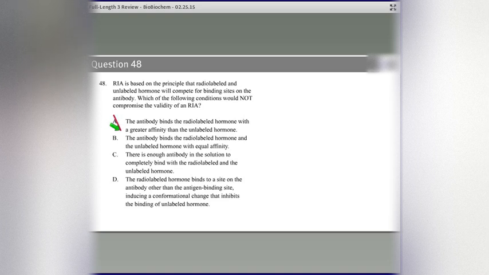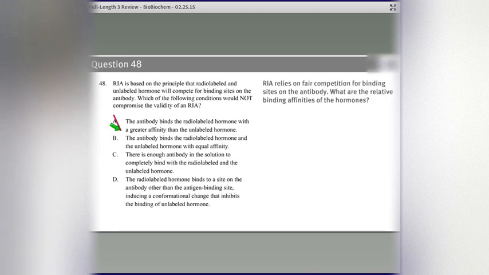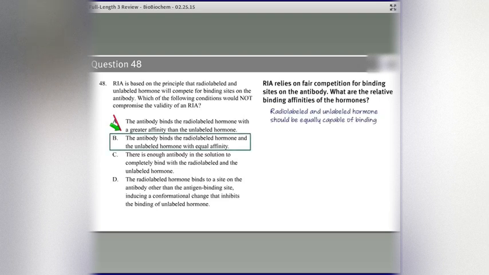Okay, let's see. B: the antibody binds the radiolabeled hormone and the unlabeled with equal affinity. So does that compromise the validity if they're bound with equal affinity? No, it absolutely would not. And we like this question because we had two diametrically opposing answer choices. Pick B and move on. We said, you know what? B is our answer, and we're not even going to bother with the rest of them.